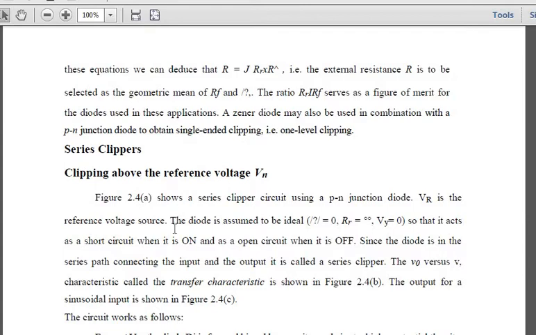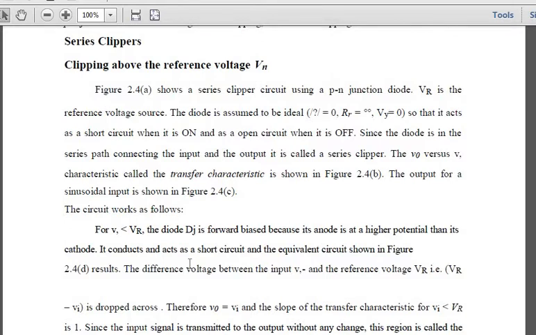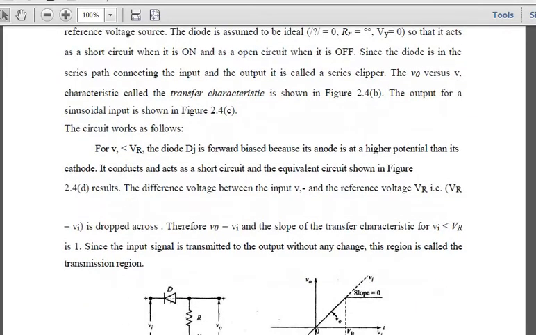So the figure which I am showing here is the series clipper, where the diode is followed by the resistor as well as the voltage. Here VR is the reference voltage. This is a series clipper circuit using a PN junction diode with reference voltage VR, and the diode is assumed to be ideal, so it acts as a short circuit when it is in the on condition, and as an open circuit when it is in the off condition.